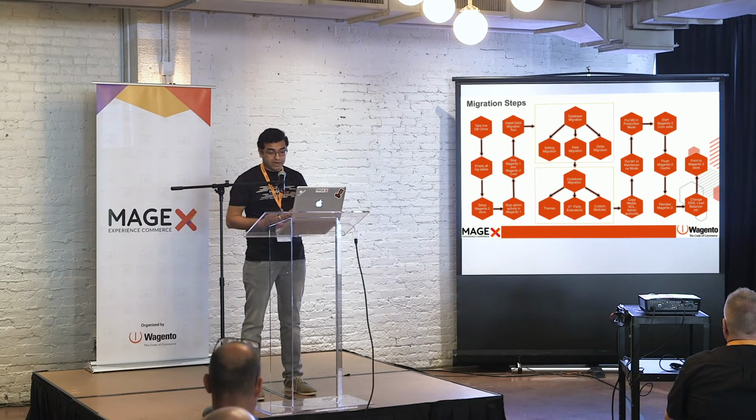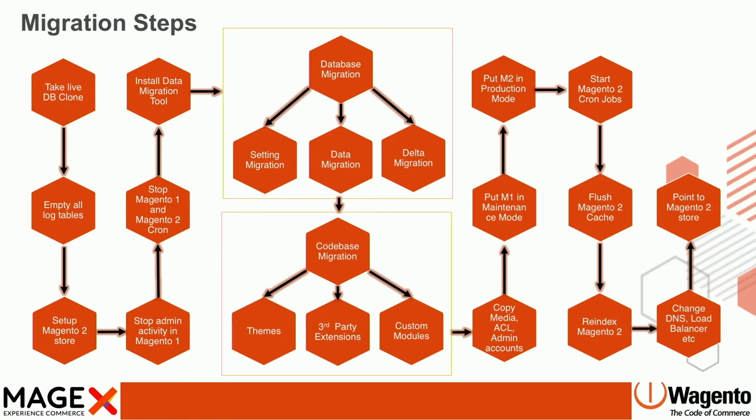So you can put your M1 site in maintenance mode and put the Magento 2 store in production mode. For performance, that can help speed up your Magento 2 store. Then start all the Magento 2 cron jobs now and flush the Magento 2 cache. You now need to reindex Magento 2 so that all the indexed data is available in the Magento 2 store.